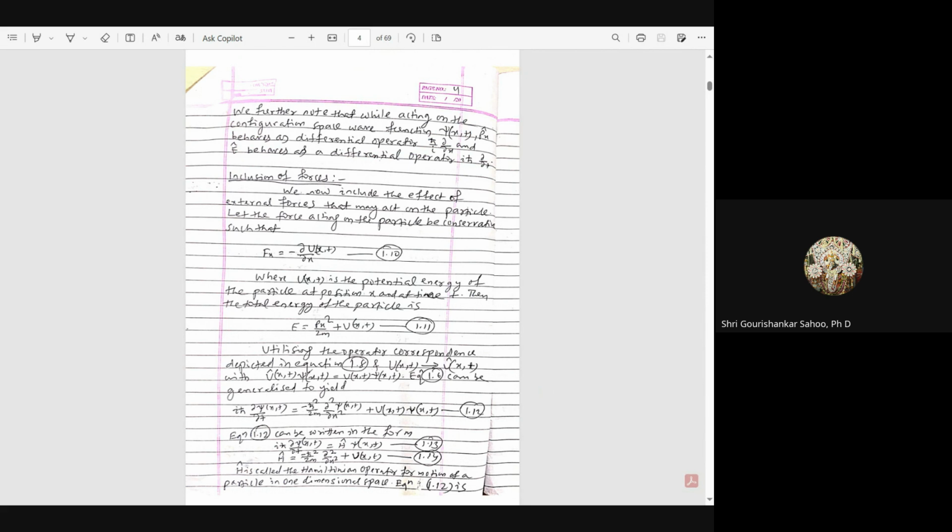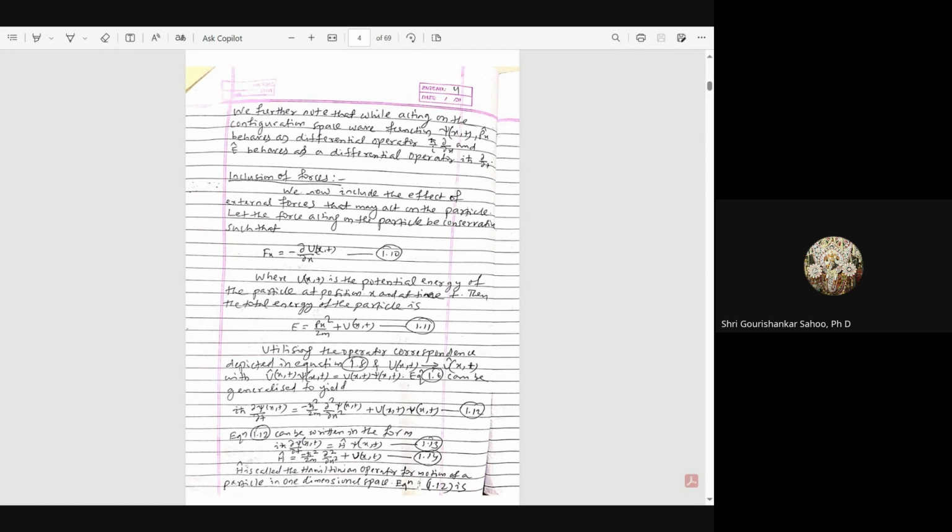While acting on the configuration space, where there are only position vectors x, y, z, or r, in configuration space the wave function psi, p x cap behaves as the differential operator h cross by i del by del x, and E cap behaves as the differential operator i h cross del by del t. So this is the Schrodinger equation for a free particle.